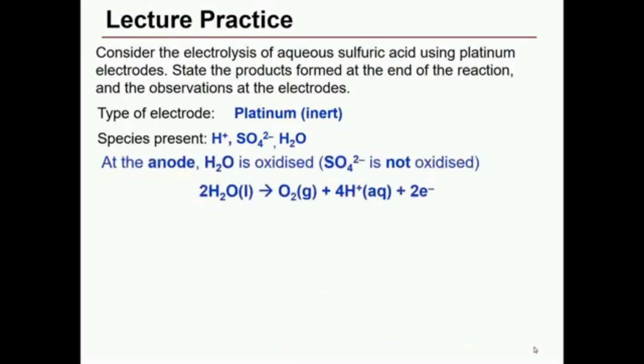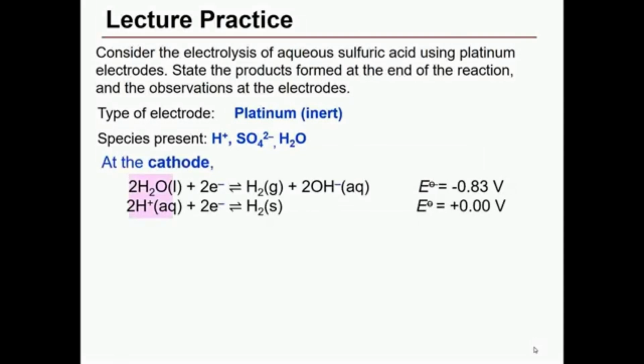At the anode, oxidation occurs. Water will be oxidized because the sulfate anion will not be oxidized, since the oxidation number of sulfur in SO4 2- is +6, which is already at its maximum oxidation state. So sulfate anion will not be further oxidized. Reaction at the anode would therefore be 2 H2O giving 1 mole of O2, 4 H+ ions, and 4 moles of electrons. The product formed at the anode is therefore oxygen gas.